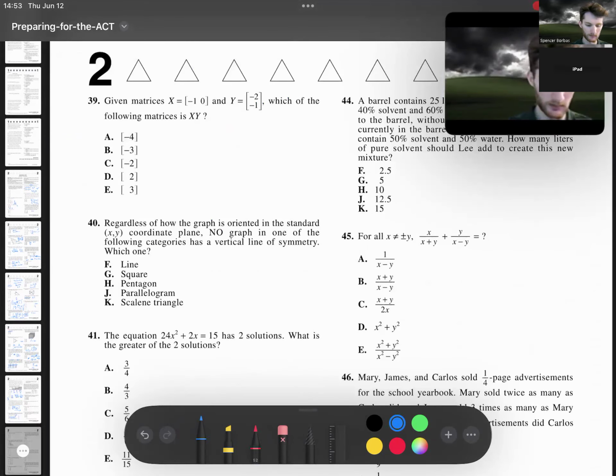Mine is XY. I never learned matrix multiplication in high school. I learned that in college. Although I did learn it in high school, but that was for math team competition. All right. 2, -1. What? That's 2. You saw nothing. 39 is D.